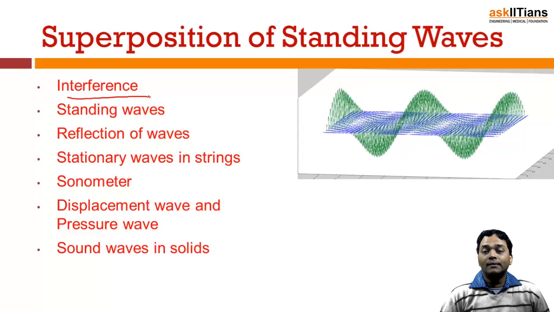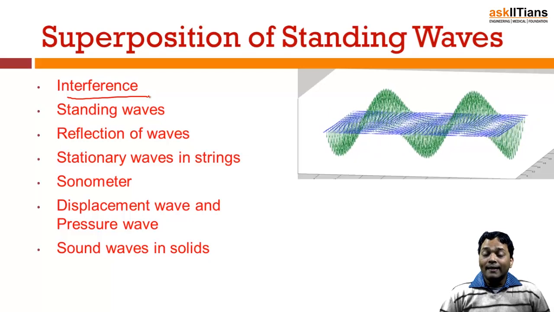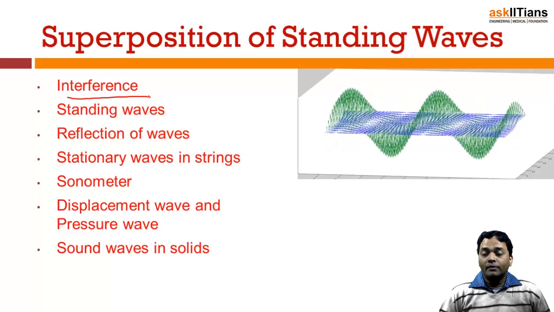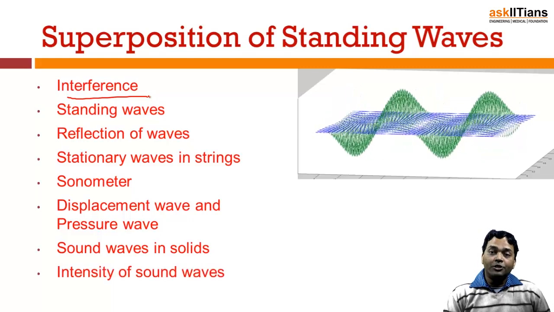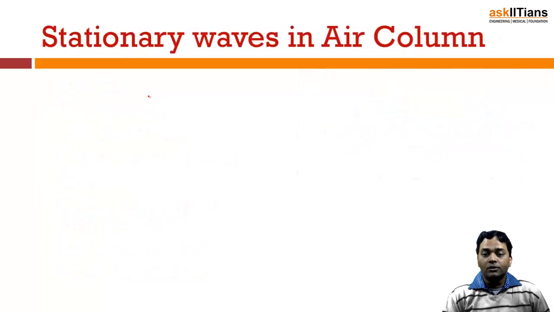Sound waves in solids. You know that sound cannot move in an empty space. Sound needs a material medium. So, what are the different types of sound waves that are produced in solids? Then, as I mentioned before as well, the intensity. How much is the intensity of the waves that are produced?